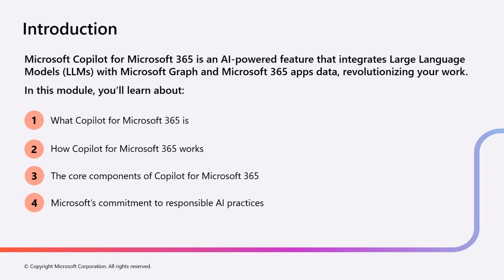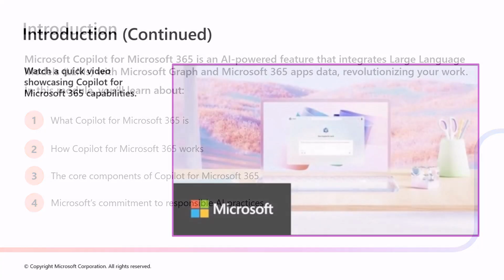Basically, Copilot for Microsoft 365 is an AI feature that integrates large language models, LLMs, with Microsoft Graph and Microsoft 365 Apps data. What it does is revolutionize your work. So let's go on.